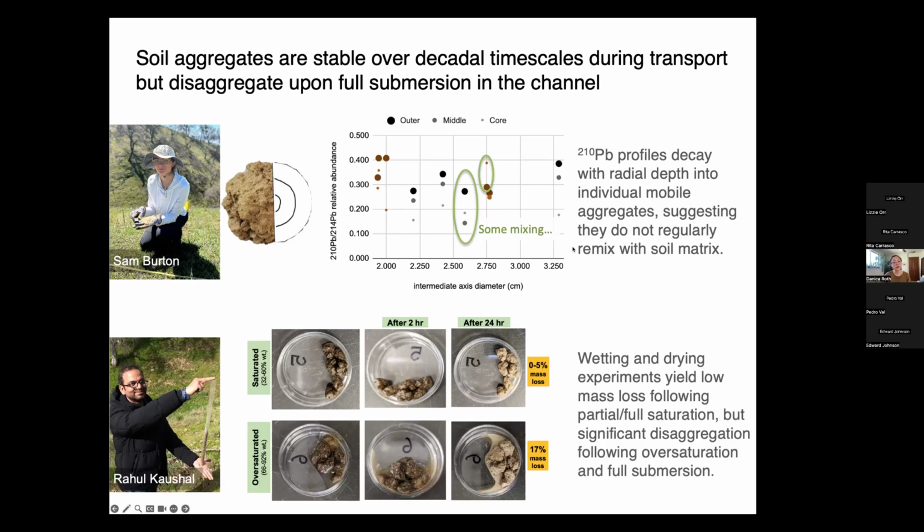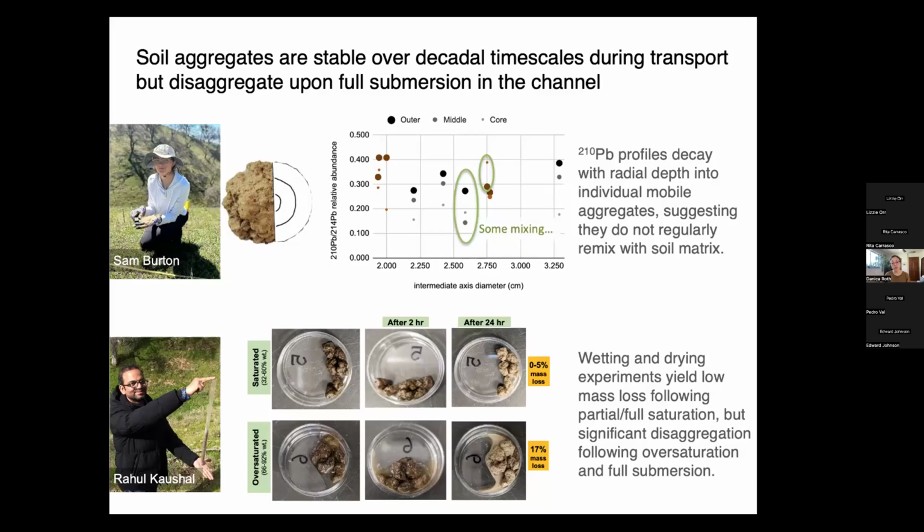In addition, Raul Kaushal is a postdoc in my group, and he's been conducting some wetting and drying experiments. His results suggest that although these particles don't disaggregate with partial or even full saturation, they do fall apart under full submersion or oversaturation conditions. So observationally and from overland flow sensors around the site, we think overland flow is extremely rare at this site. We've yet to see any.